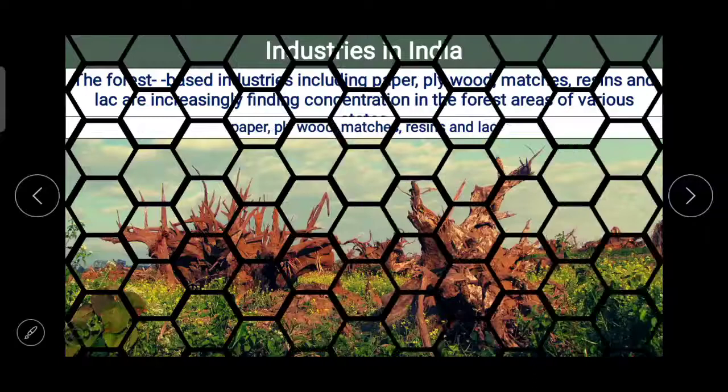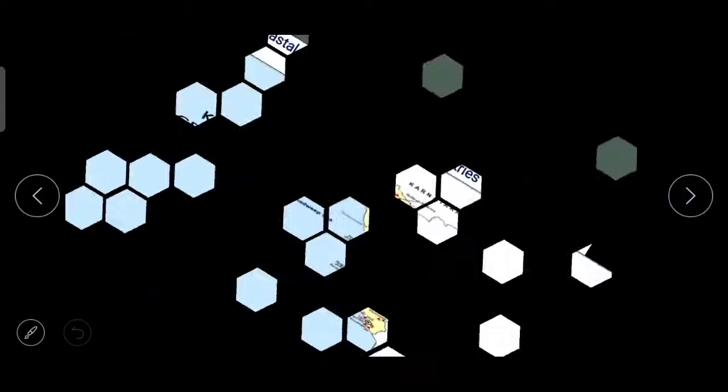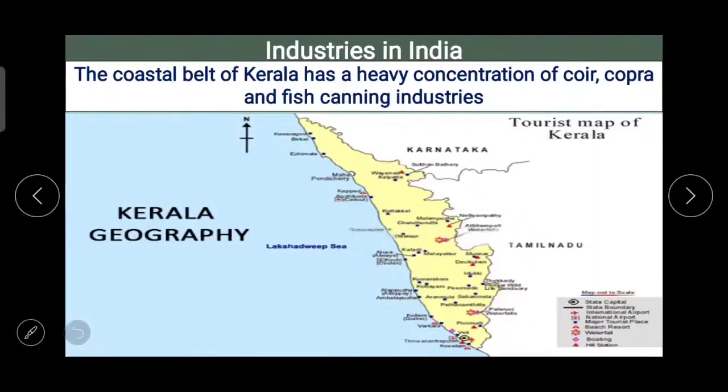And now if we talk about the coastal belt, the coastal belt of Kerala has a heavy concentration of coir, copra and fish canning industries.